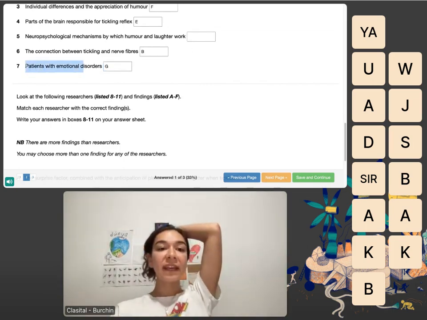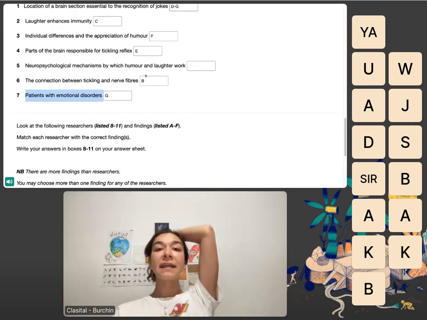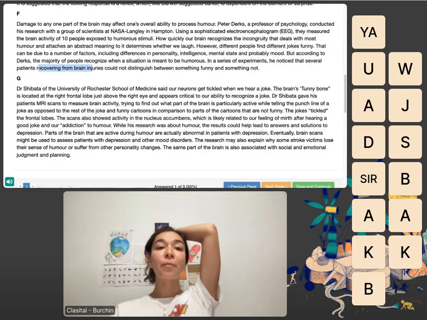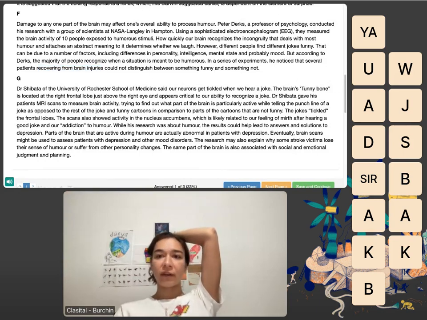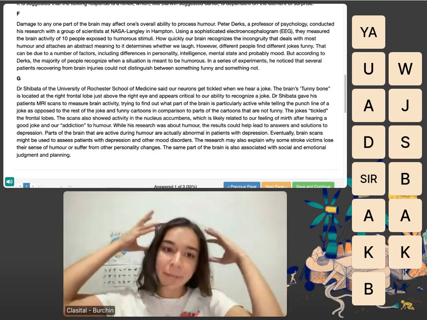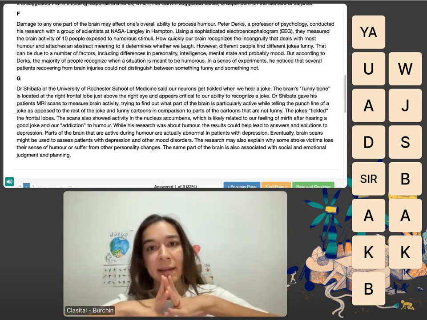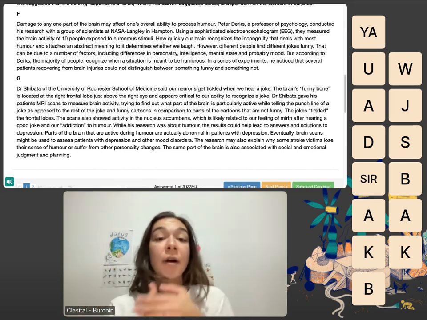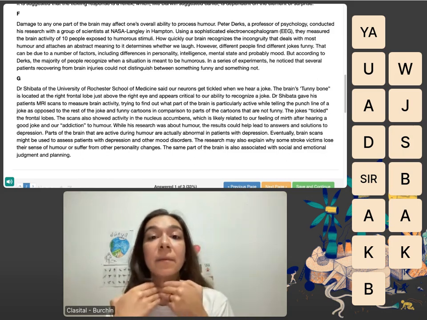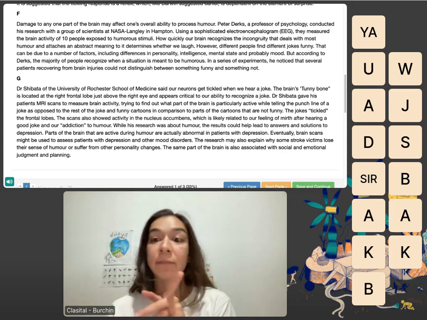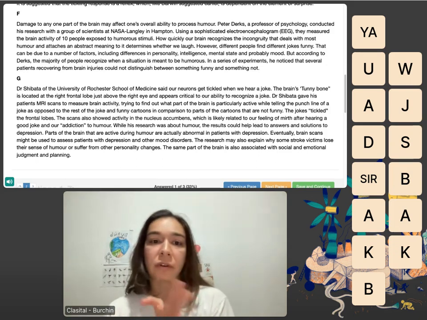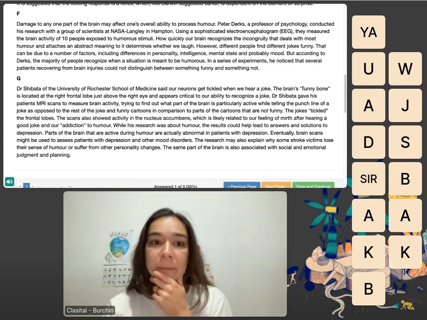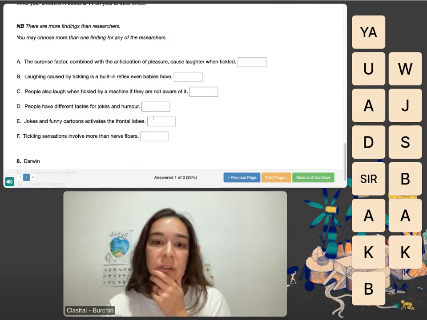Because it says patients with emotional disorders, but in my paragraph F, it says several patients recovering from brain injuries could not distinguish it. So there is a real brain problem here. They are not mental, but it's a physical condition. But in paragraph G, it says people with depression. So it is an emotional disorder. The other one is a physical disorder. It is really about the brain. So it makes my answer G very good.